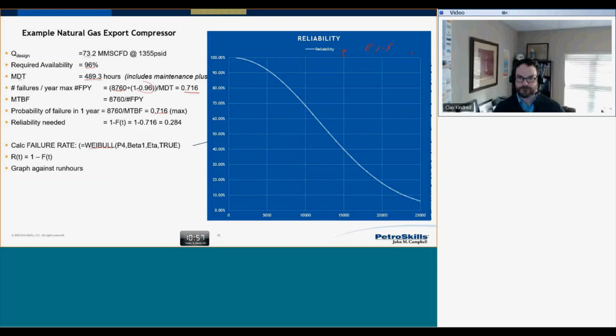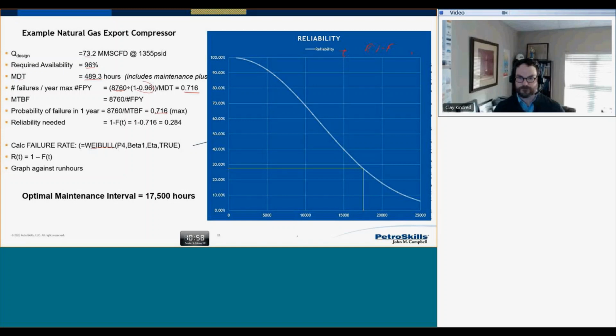So what we end up with is an S-curve from our failure data, and you decide when you want to do maintenance. Well, at 28.4%, it's going to be about 17,500 hours. That is your optimal maintenance time based on a 96% required availability.